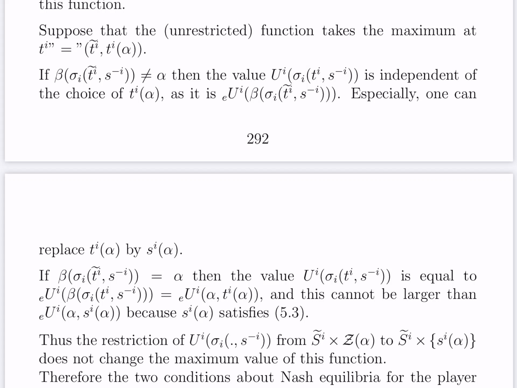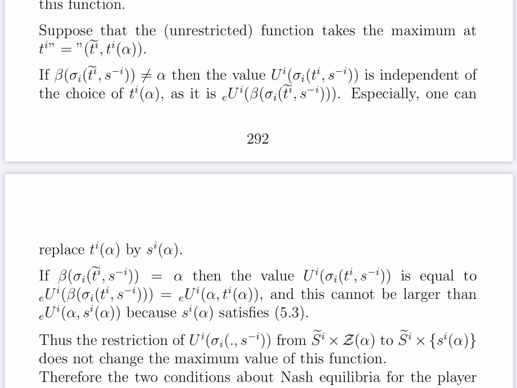Therefore, the utilities cannot be different. We can again replace t_i of alpha by s_i of alpha, and we can again get that the Nash equilibrium of the restricted game has the same value as the Nash equilibrium of the full game. So the maximum value of this function does not change if one restricts it from the full set of strategies of player i to this slice, where the move after alpha is fixed.